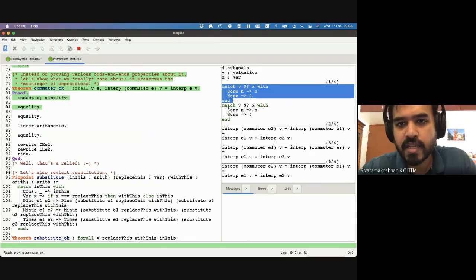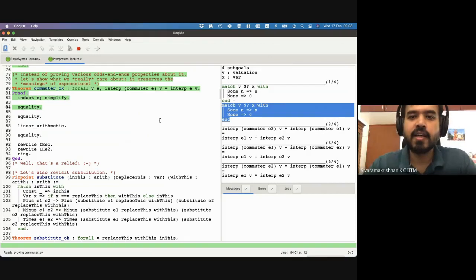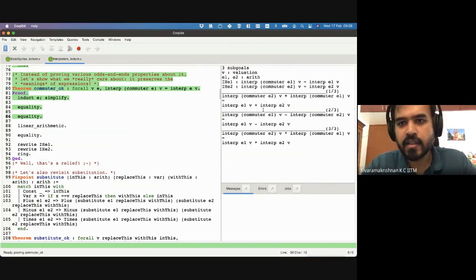If you sort of stare at it, this is the same as the term on the right hand side, right? So syntactically they are the same. So equality would make it go through. And the third one, if you look at this one, right? So commuter E2V is the same as commuter E2V. And so you can rewrite this to be this term on the right. And you can rewrite this using the induction hypothesis, right? To be this term. And then you have some basic properties, right?